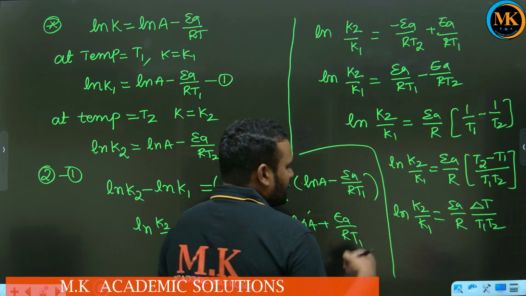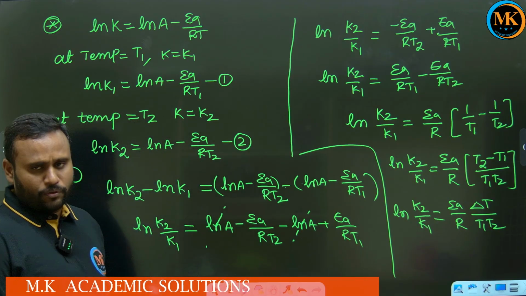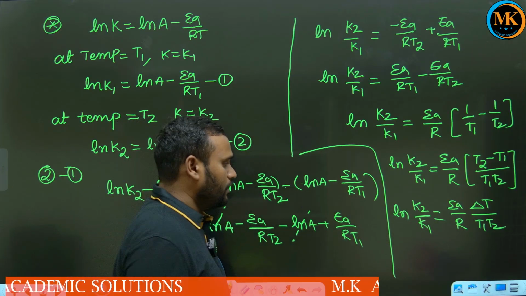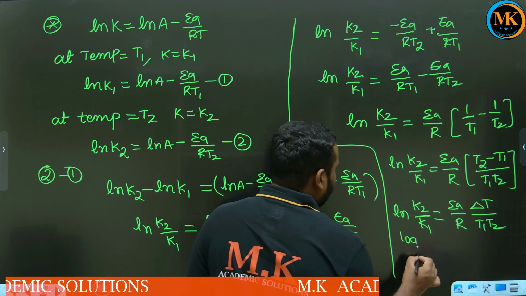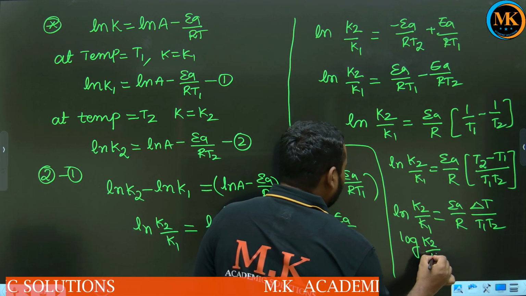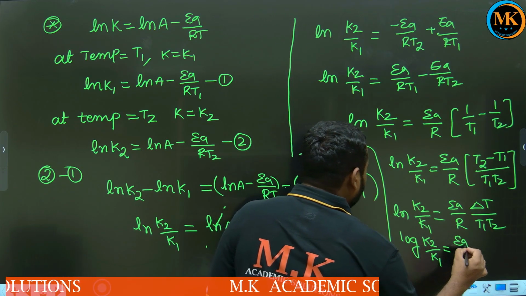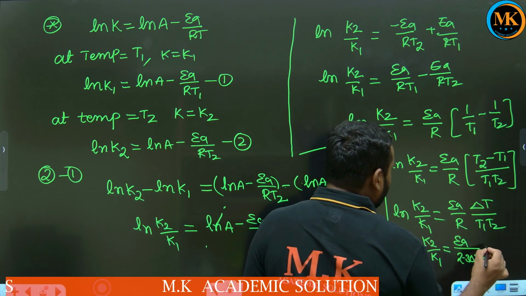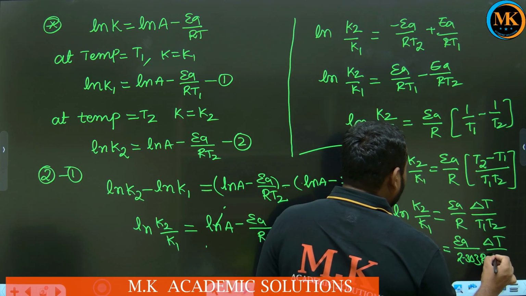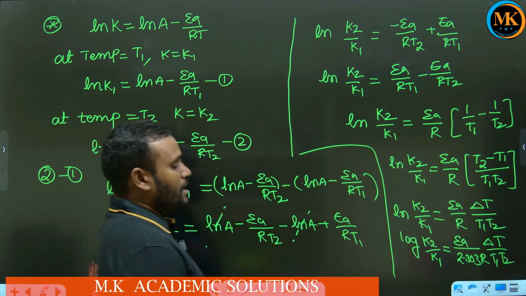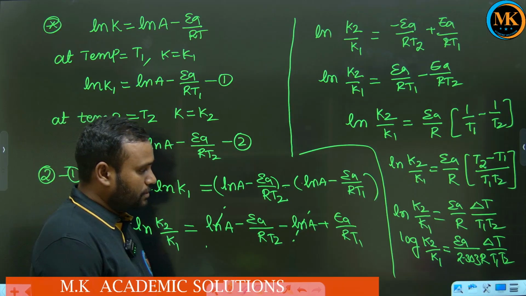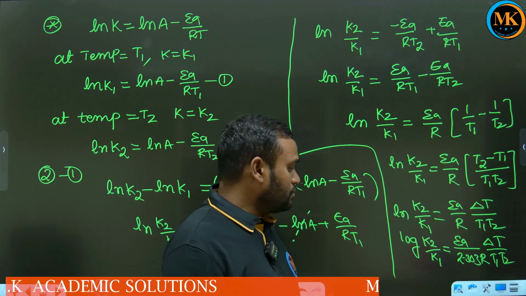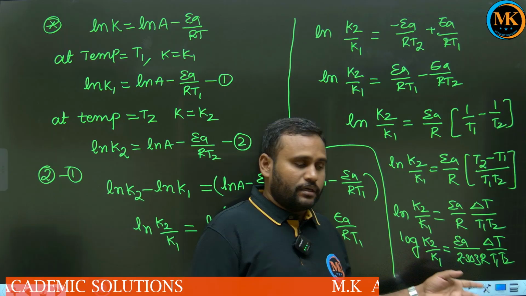And in place of ln, if you want to write log, you need to multiply by 2.303. It will become log k2 by k1 equals EA by 2.303 R, delta T by T1 T2. This is the Arrhenius equation which is used to calculate the rate constants at different temperatures. It is used to calculate what, children? Rate constants at different temperatures.